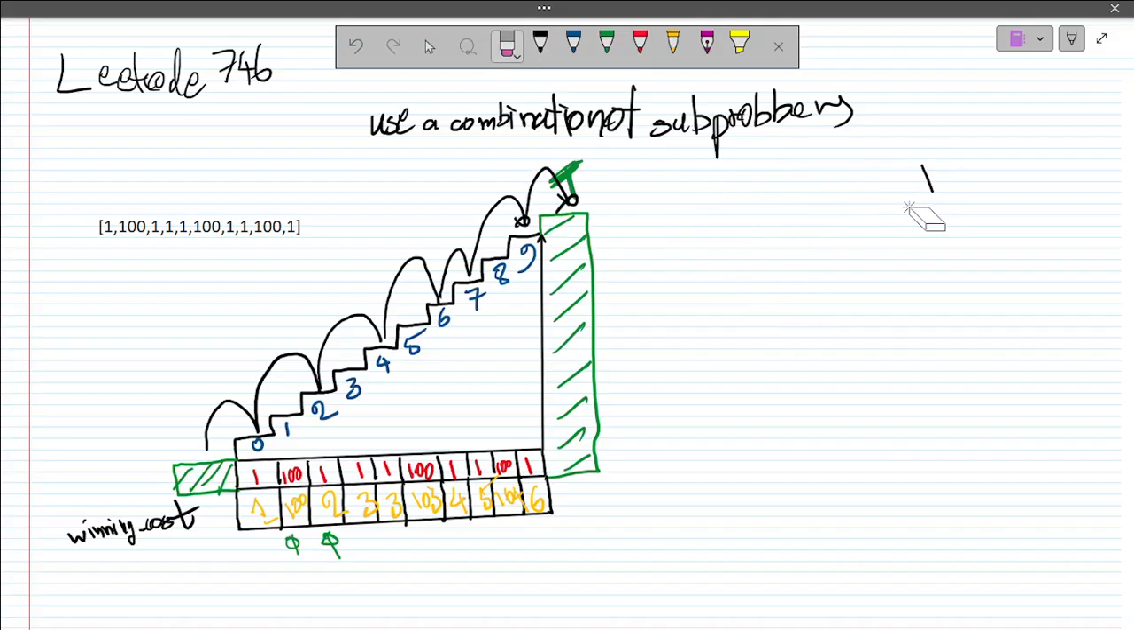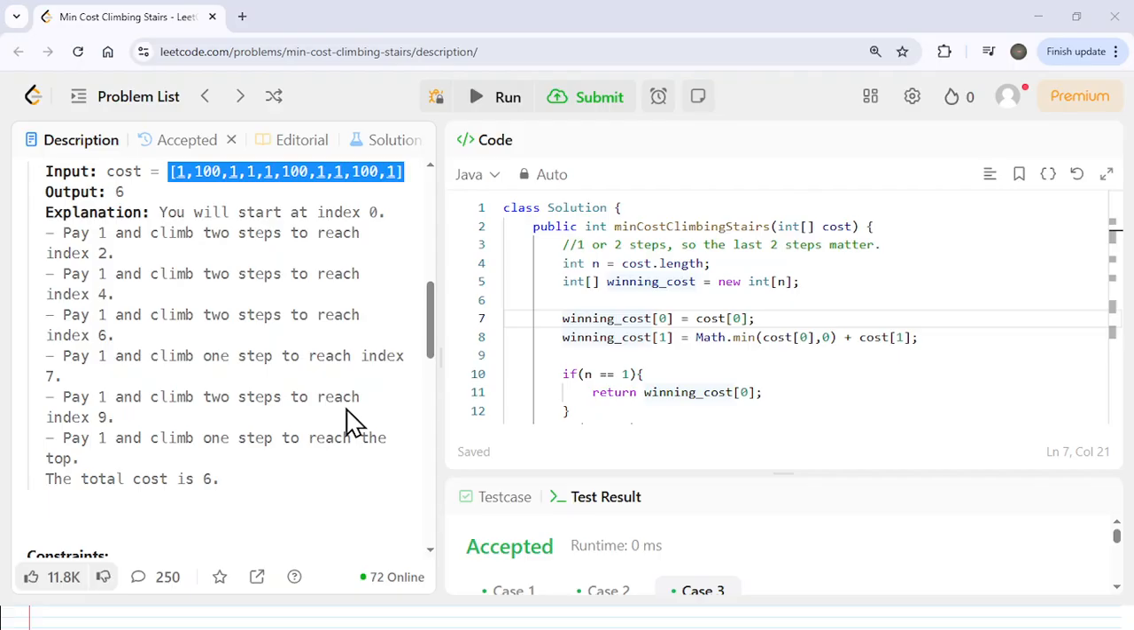Okay, I think that's enough explanation of why this works, how this works. And again, if you think about it, you only need to keep track of two steps before you at any step, so you do not need the full O of n array. You can do O of one memory with constant time. Anyways, let's look at the code now.